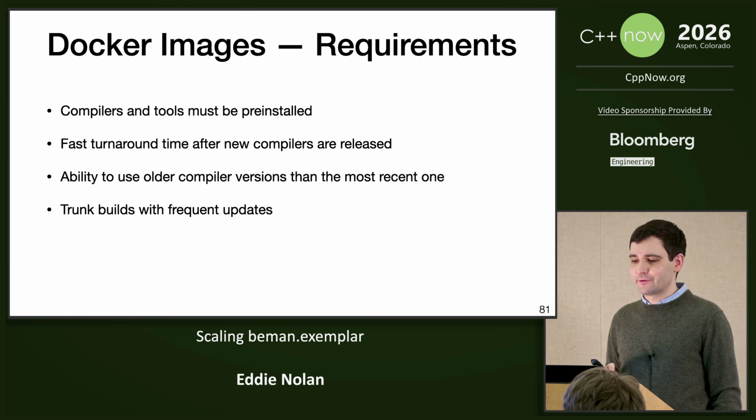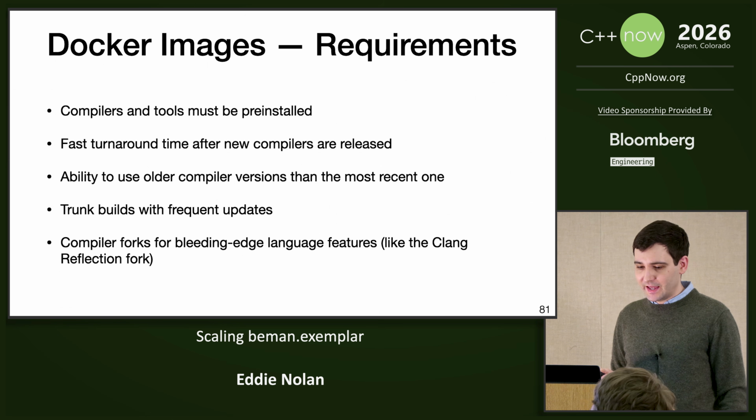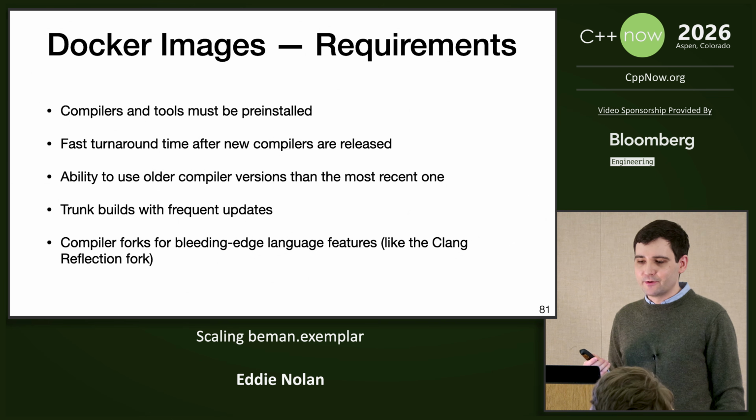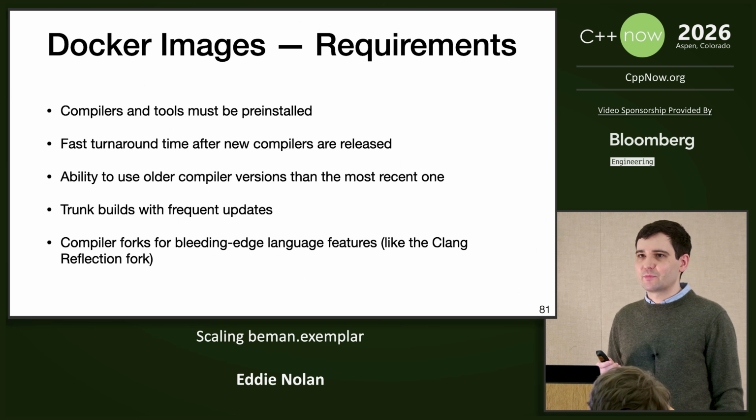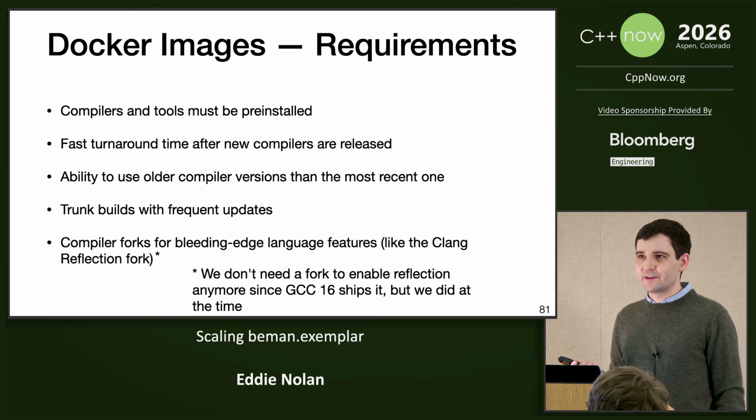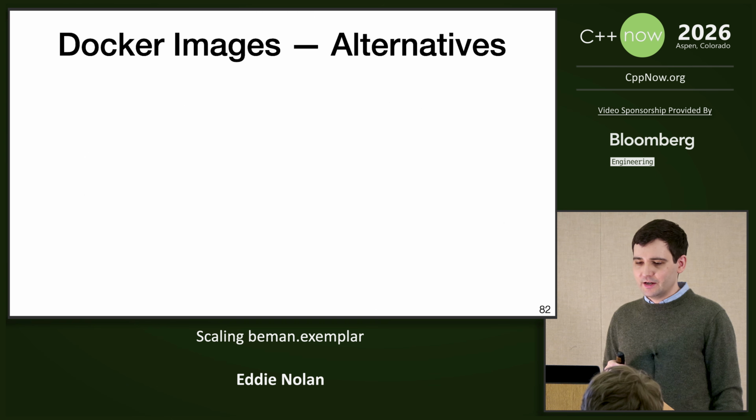We want trunk builds with frequent updates, and at the time, and perhaps still, we wanted to be able to support compiler forks, like the Bloomberg Clang fork that supported reflection. We don't need a fork for reflection anymore because GCC 16 ships it as of a few days ago. But at the time, in order to support reflection for CI builds, we needed to be able to support forks.